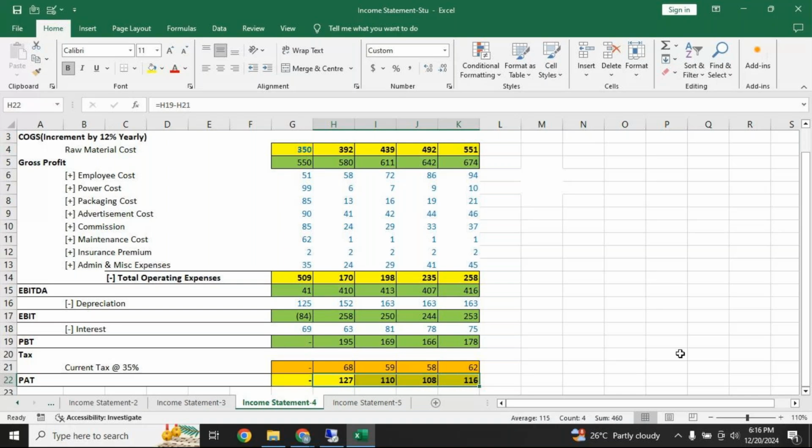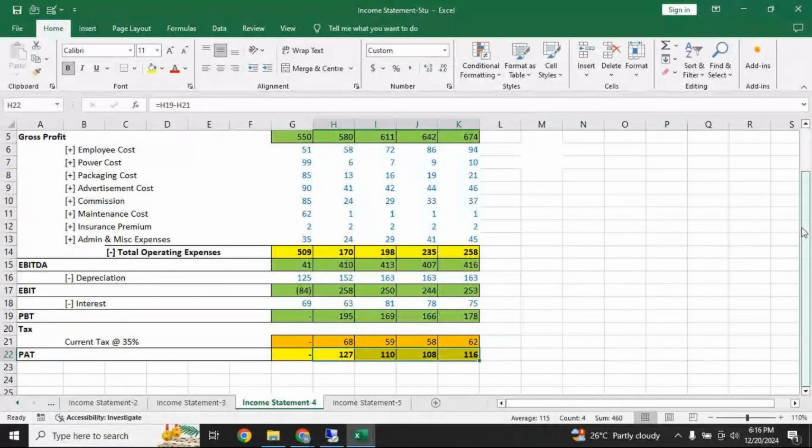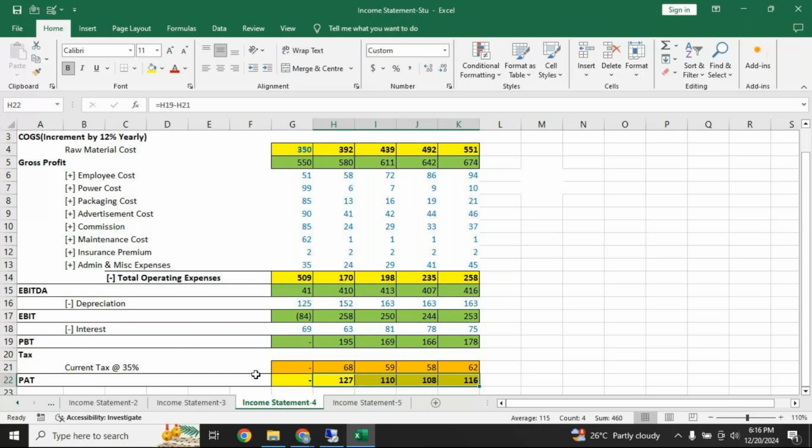Can you scroll down, ma'am? So I have shown it completely, ma'am, nothing less. See. So this is the profit after tax, the final calculation. So I wanted you people to check with this top calculations and this operating expenses and other calculations also. That's why I just decreased the size.